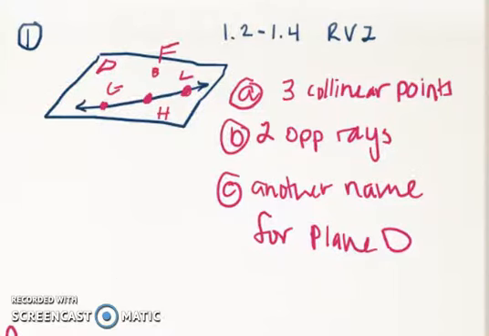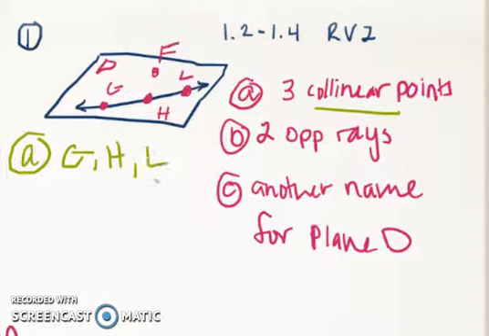So we have three questions, A, B, and C. Let's start with question A. It says name 3 collinear points. Again, collinear means they're on the same line. So the only answer that will suffice is G, H, and L. Again, they're points, so I just say the letters and I can show a comma in between.